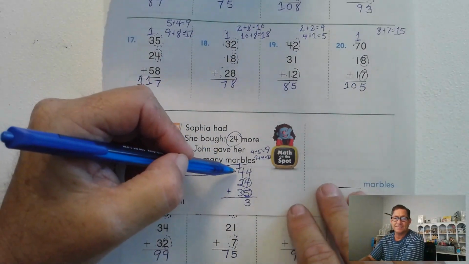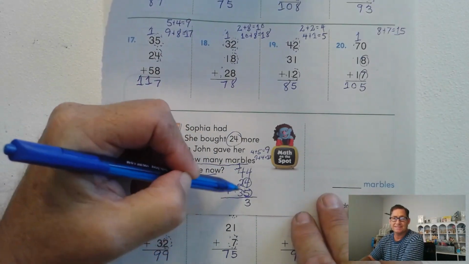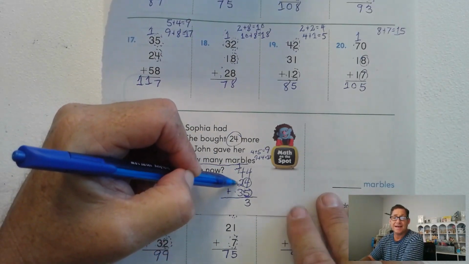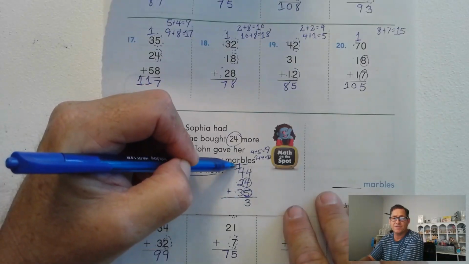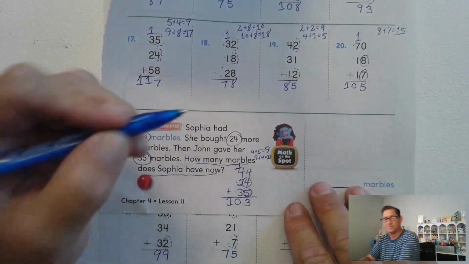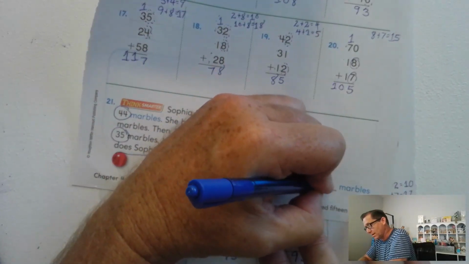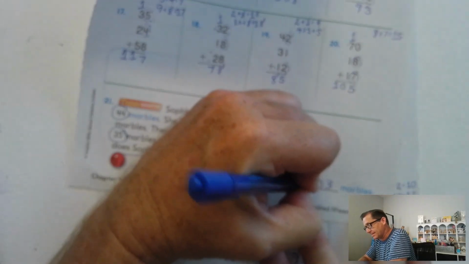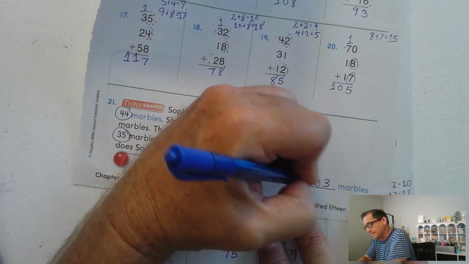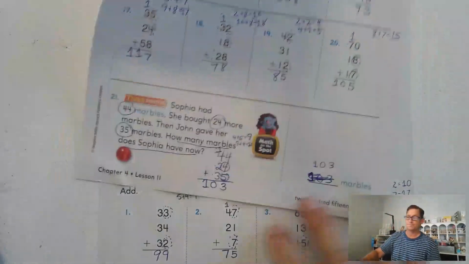And now add the 10's. We're going to start with 4 tens, plus 3 is 7 tens, plus 2 tens is 9 tens, plus the regrouped 10 is 10 tens, which can be regrouped as 100 and 0 tens. So she now has 103 marbles.